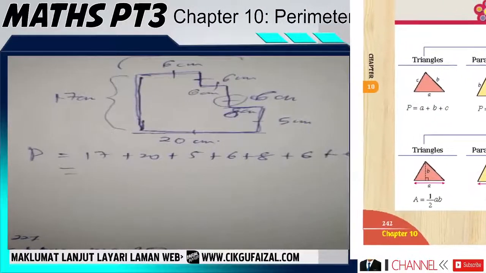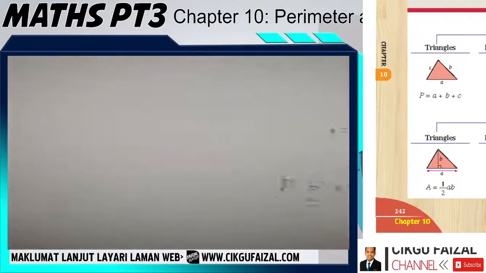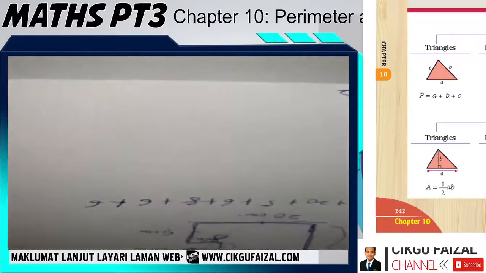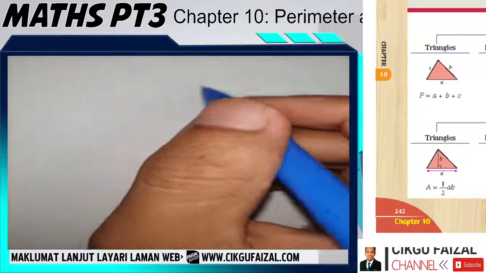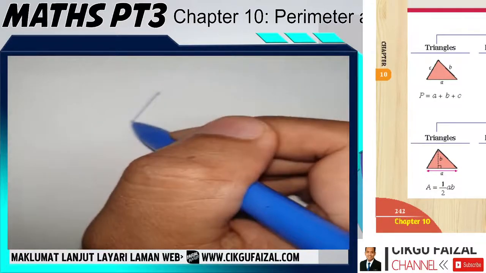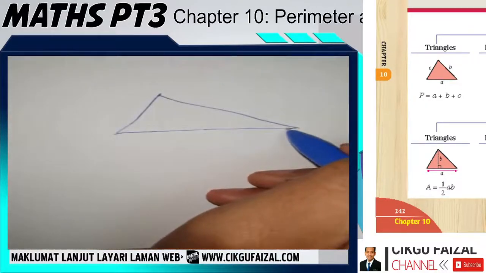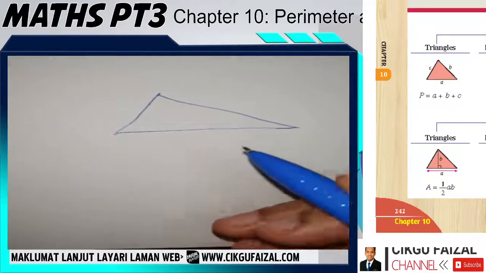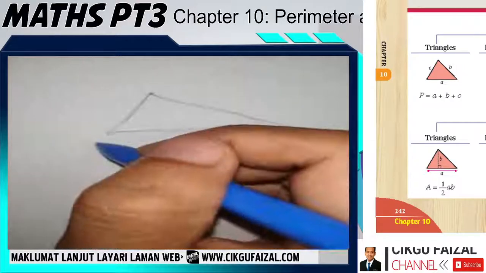Okay, now you look at how to find the area for triangles. To calculate the area for triangles, let me give you one example. Okay, let's draw the triangles. This is how the triangle looks like. Since I don't use a ruler, the line is not straight, but it's okay. I hope you understand it. All right, let's look at over here.